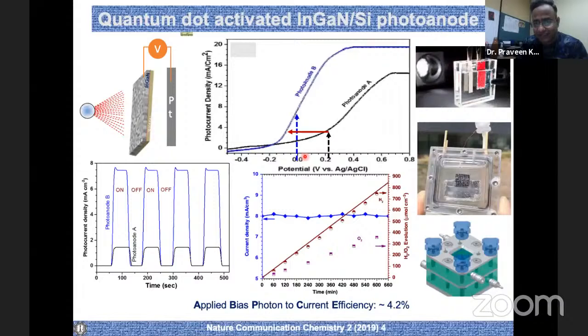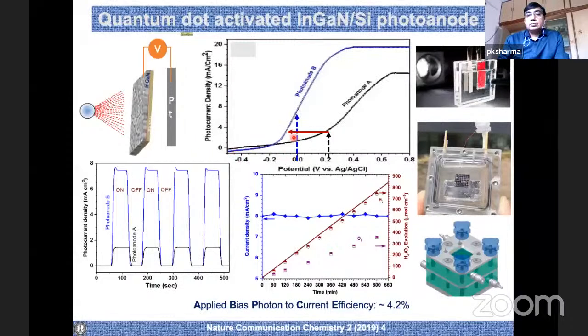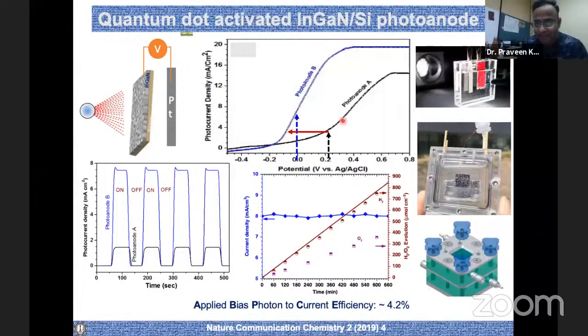At 0 electron volt, I don't have any reaction. It's flat. But when I grow the indium nitride quantum dots, remember, indium nitride quantum dots have a band gap around 1 electron volt. They do not participate in the reaction. They just lower the band bending of the indium gallium nitride. And you see at 0 electron volt, the same sample, the same structure, can do photoelectrochemical water splitting, and we have very good stability.